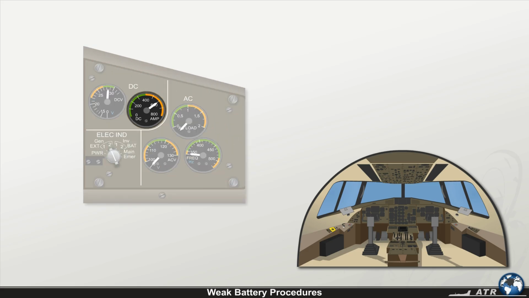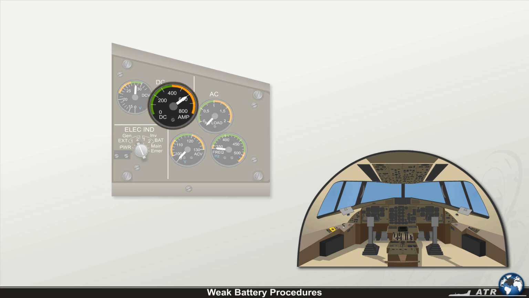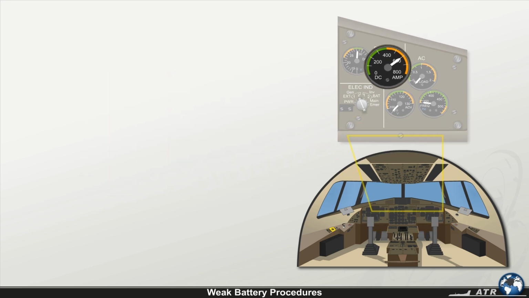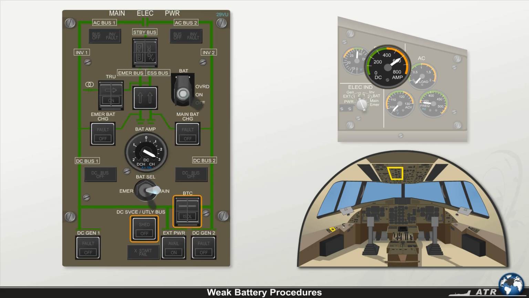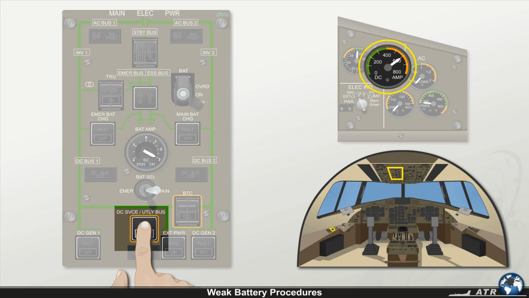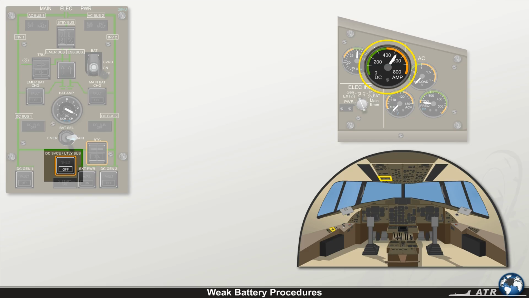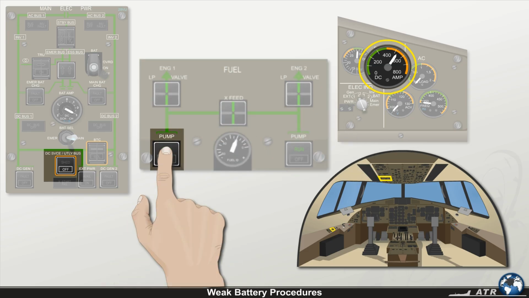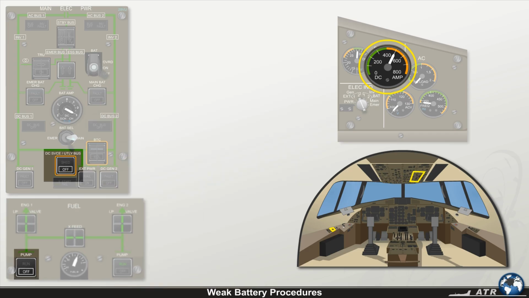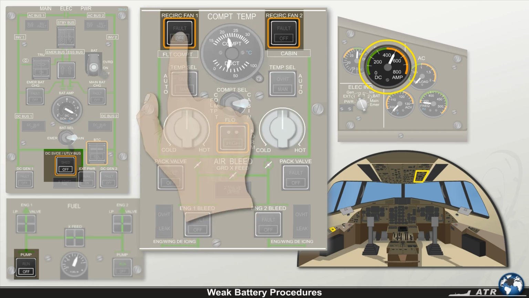Monitor DC generator 2 load on captain's lateral maintenance panel. Switch off the following equipment as required in order to maintain the DC generator 2 load within limits. DC service and utility bus. Left-hand fuel pump. Both recirculation fans.